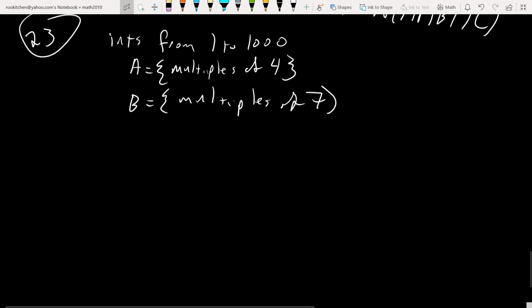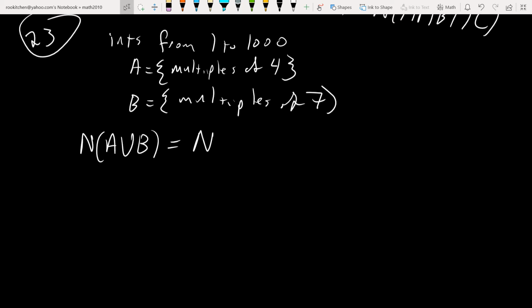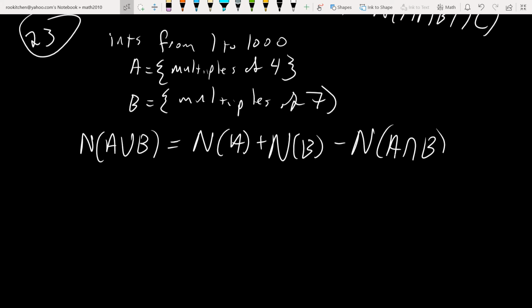Okay, so in order to figure out the number of things from 1 to 1,000 that are multiples of 4 or multiples of 7, I'm going to have to figure out what? I'm going to have to figure out the number of things in A, add that to the number of things in B, and then subtract away the number of things that are in both. Okay, so here we go.